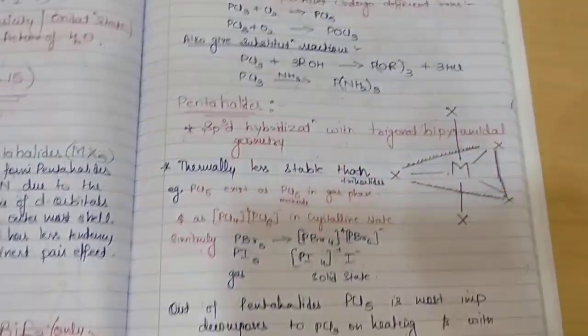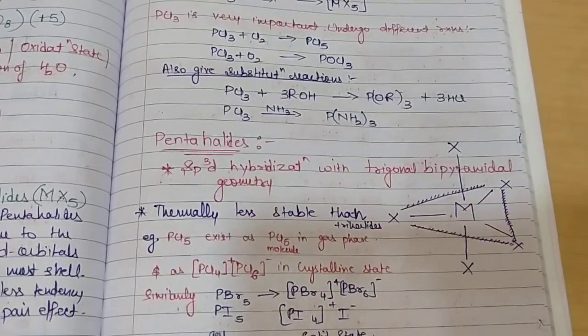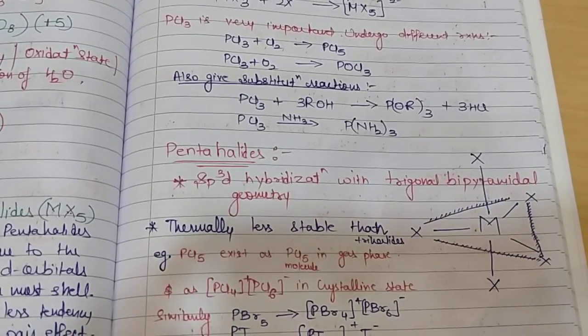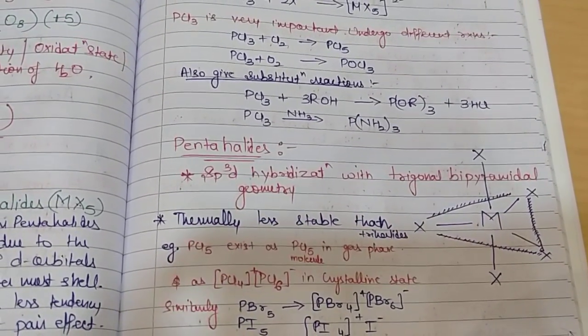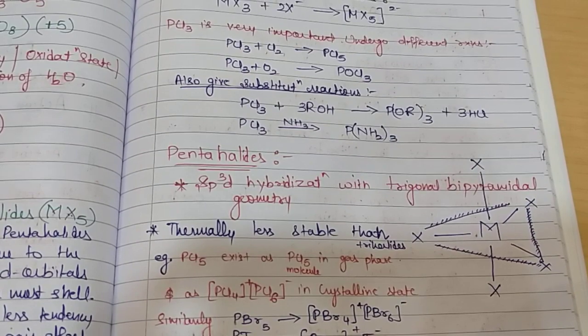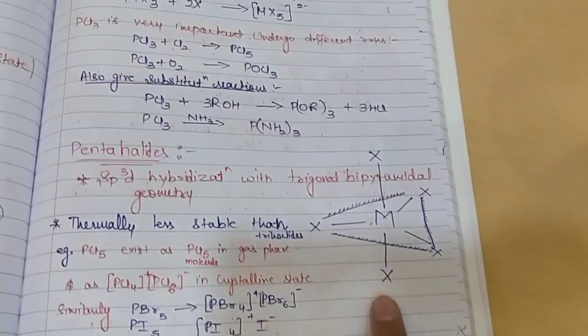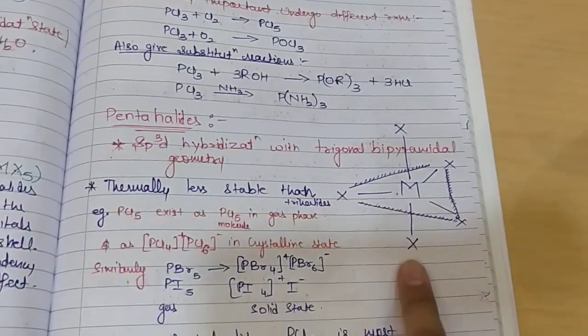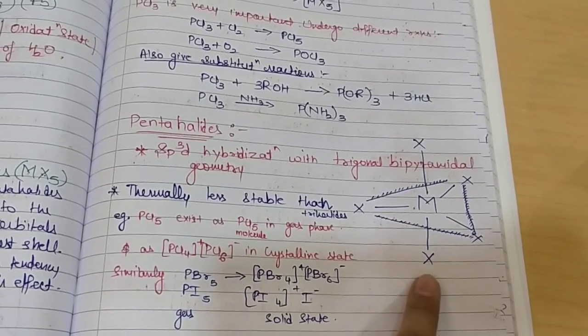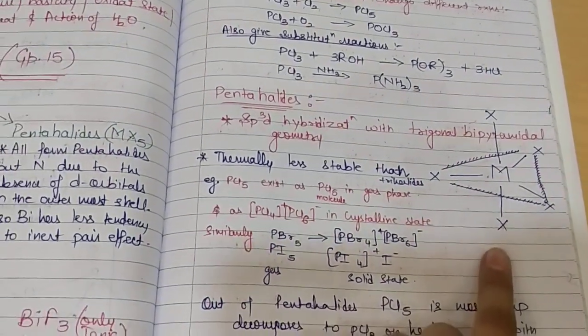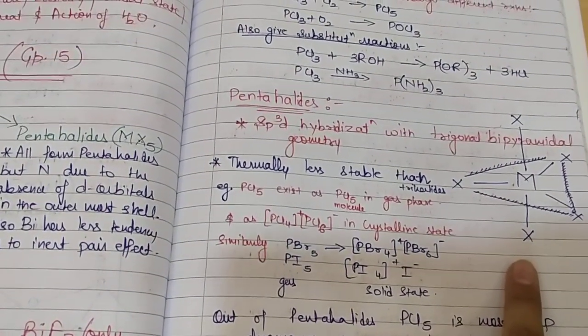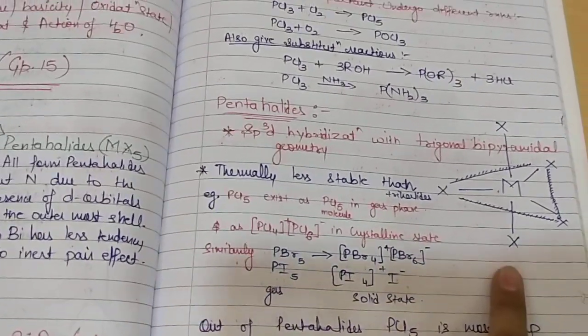Now coming to the pentahalides. Pentahalides are sp3d hybridized. They exist in trigonal bipyramidal geometry. This is the trigonal bipyramidal geometry which is occupied by all the pentahalides. These are thermally less stable than the trihalides.